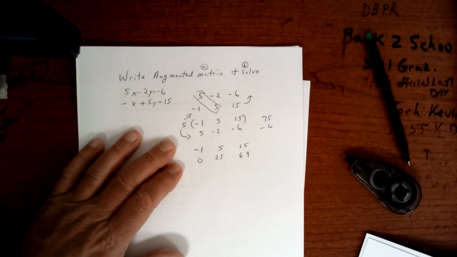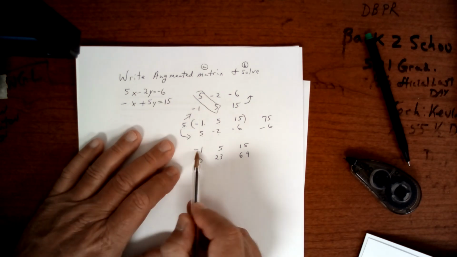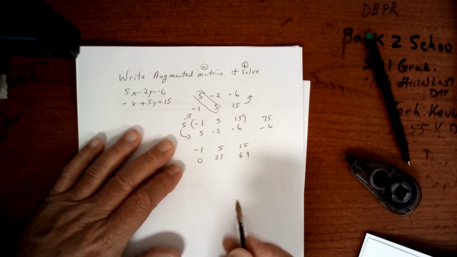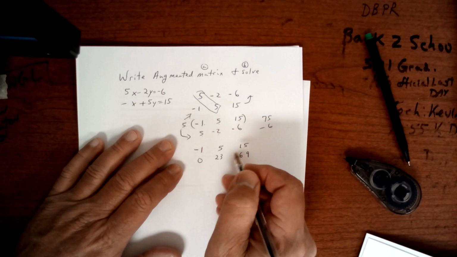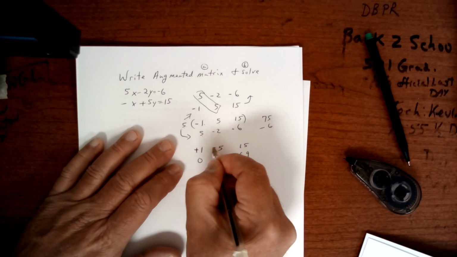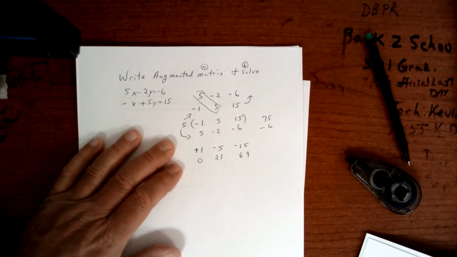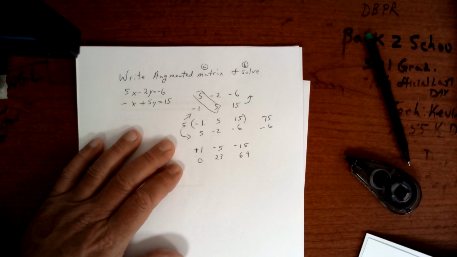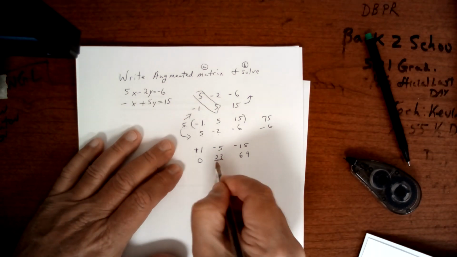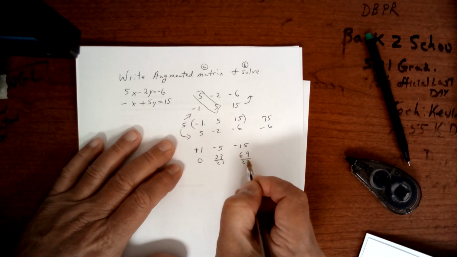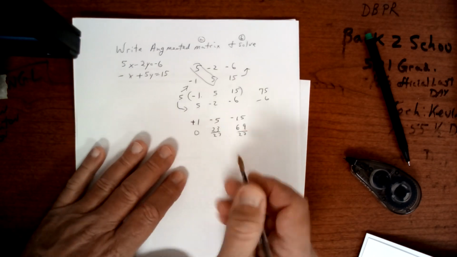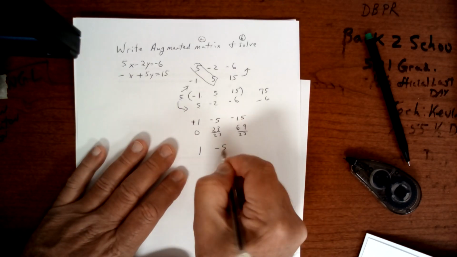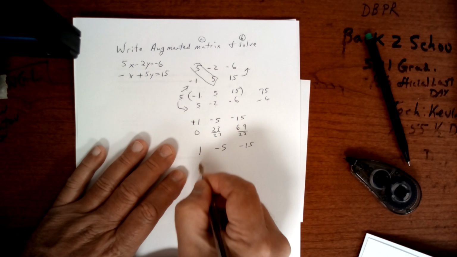Okay? Now, you want this one to be a positive, so I would go ahead and change all of these signs. So change this to a plus, a minus, and a minus. Okay, you can do that. And then this one you're going to divide by 23, and I think 23 is going to go evenly. So your final answer is going to be 1, negative 5, negative 15, 0, 1, and 3.